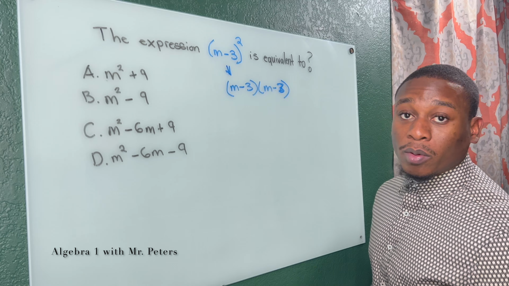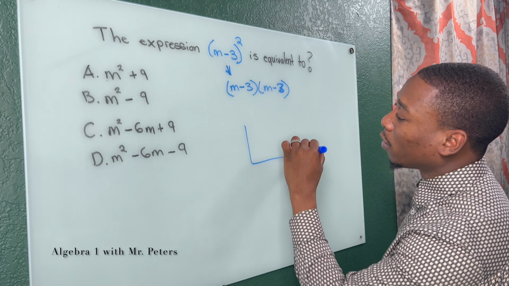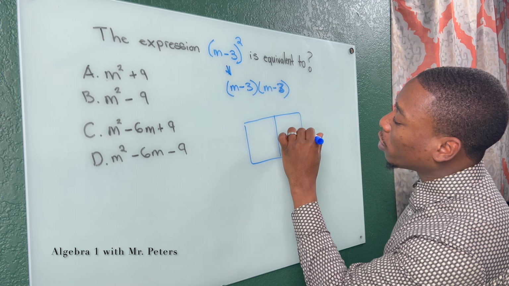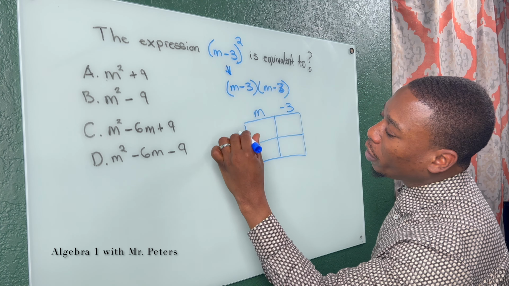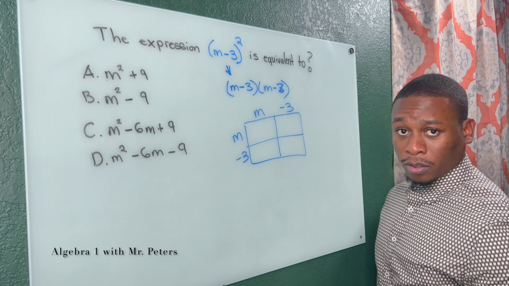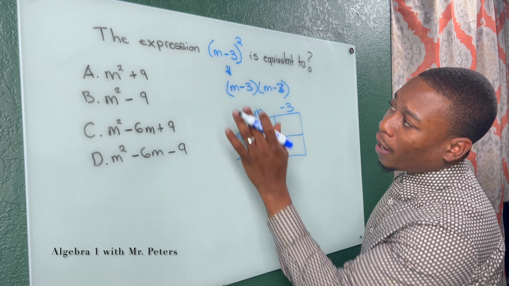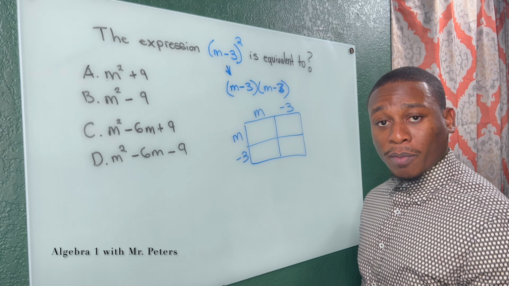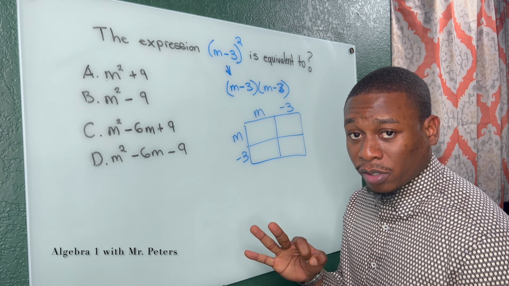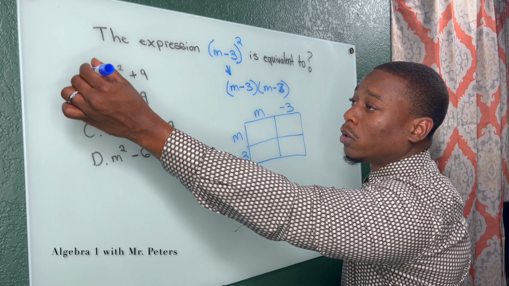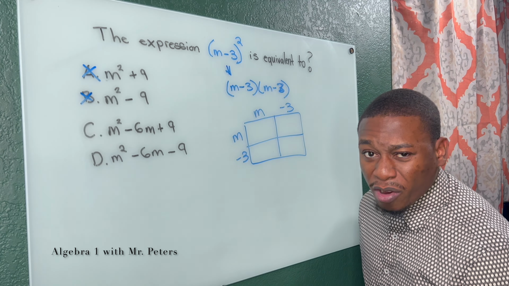So when we look at this problem here, if I use the box method, right, I have two terms on the top, two on the side. And before we even get here, guys, I want you to understand when you multiply a binomial or take a binomial to the second power, we're always going to have three terms, a trinomial. So A or B are gone.